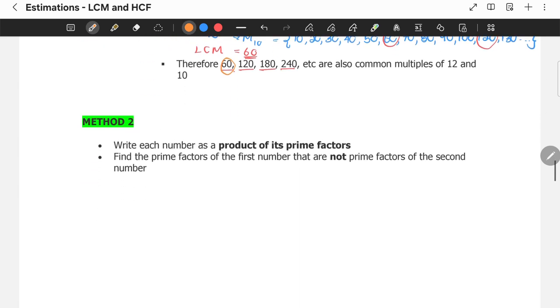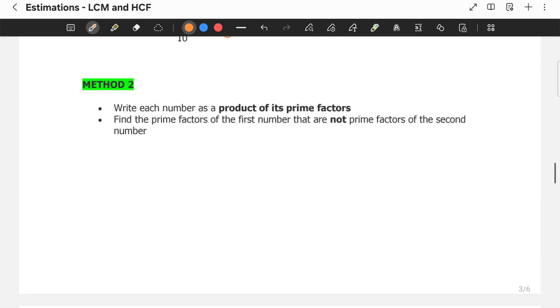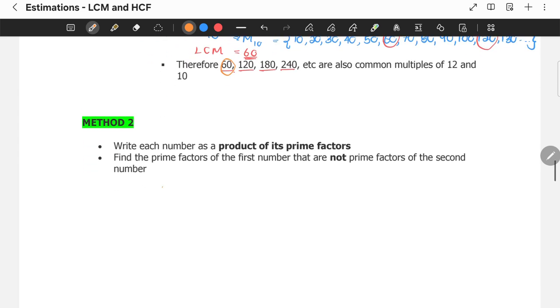So method number 2 involves writing both as a product of the prime factors. So again, we have 12 and 10, right? So 2 into 12, that's 6. 2 into 6, that's 3. 3 into 3, that is 1. 2 into 10, that is 5. 5 into 5, that is 1.